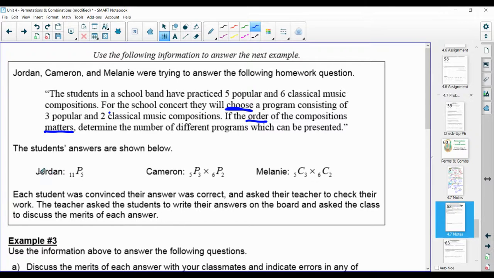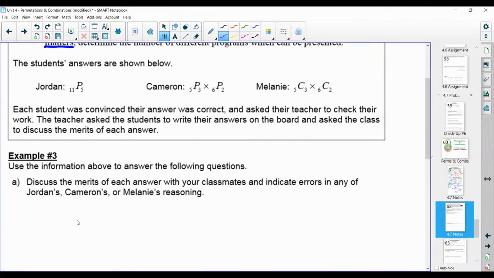And so here's 3 students, and we want to look at how each of them has attempted the problem. So Jordan says, I think the answer is 11 pick 5. And then Cameron says, it's 5 pick 3 times 6 pick 2. And Melanie says, 5 choose 3 times 6 choose 2. Each student is convinced that their answer is correct, and they ask their teacher to check out the work. And the teacher asks the students to write their answers on the board and ask the class to discuss the merits of the answer. So again, at this point, we would typically be having a discussion in class. But we're going to look at what each person has done.